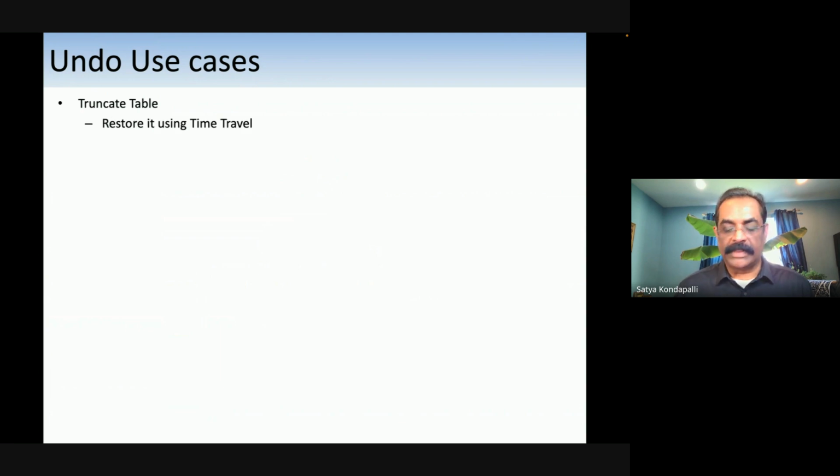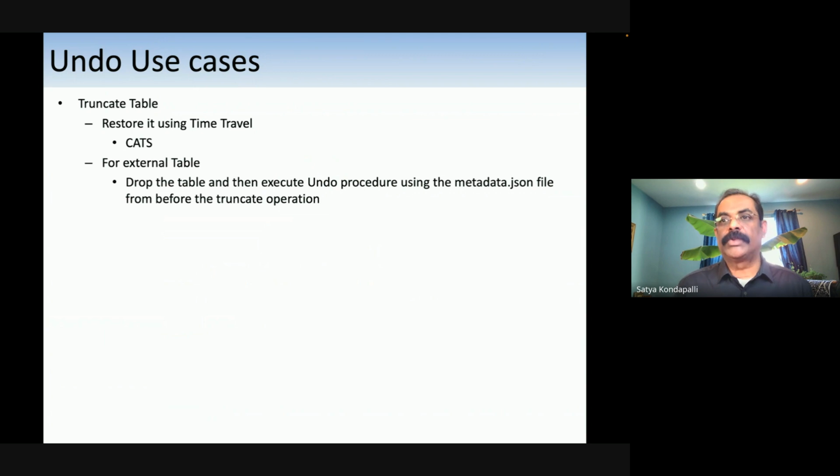So basically, you create a CTAS, create table as select star from a given time just before the truncate, or if it is an external table, you can drop the table and then execute the undo procedure using the metadata JSON just before the truncate operation. You need to have a snapshot for the truncate operation as well. It has its own metadata JSON, but you need the previous snapshot's metadata JSON. Then you can restore using the undo procedure, which I'm going to demo today.